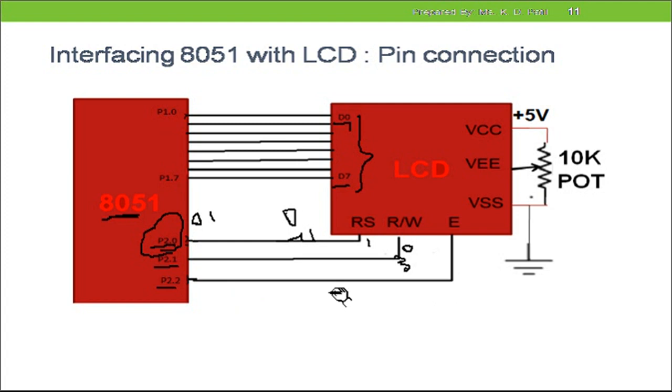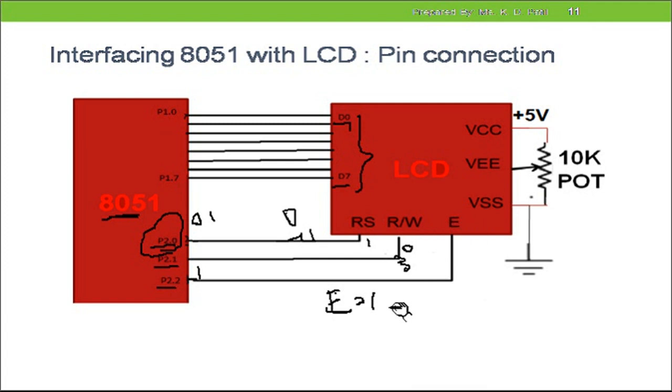So initially E will be 1 when the data will be latched. If I want E to be 1, I will use the instruction SETB P2.2, and by using that instruction the value of P2.2 will be 1, and automatically, as it is interfaced with E, the value of E will be 1.